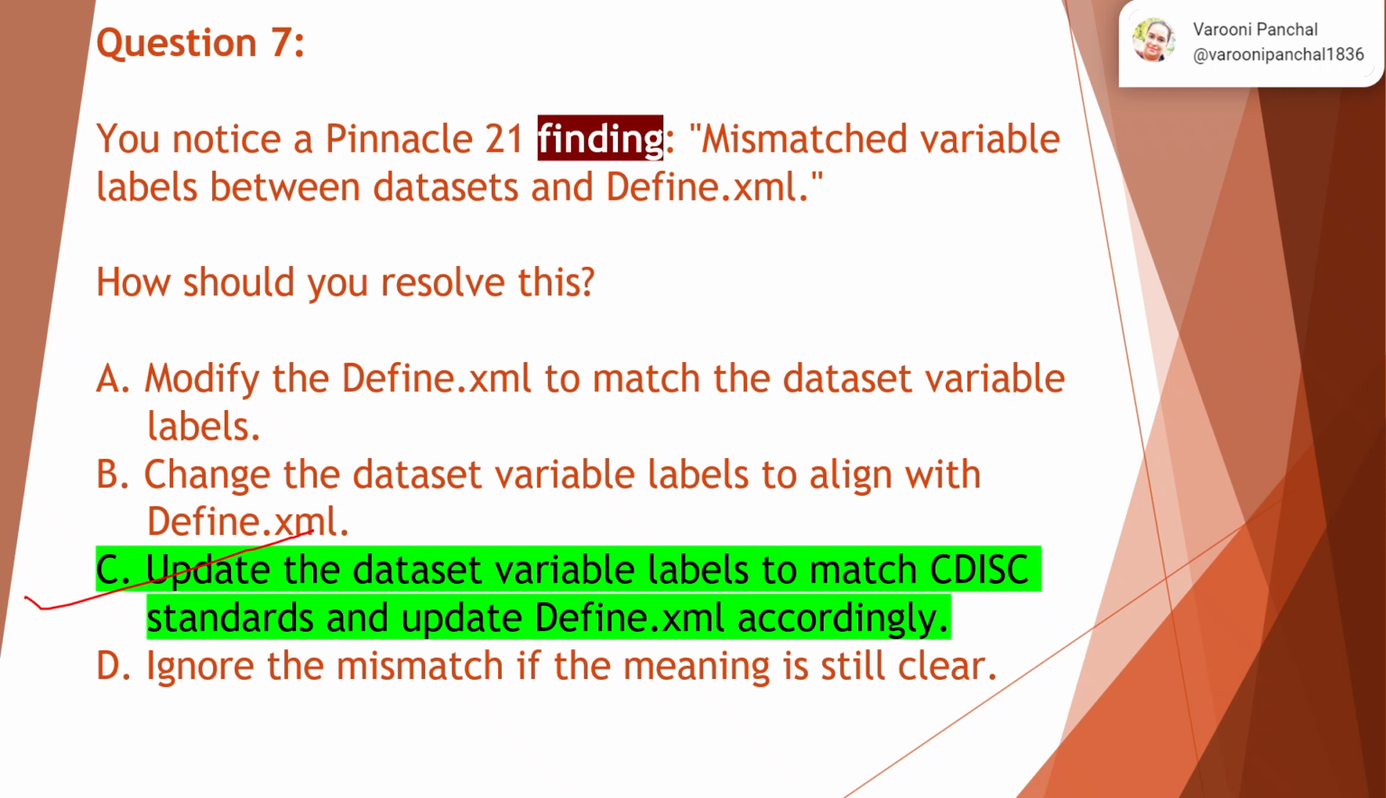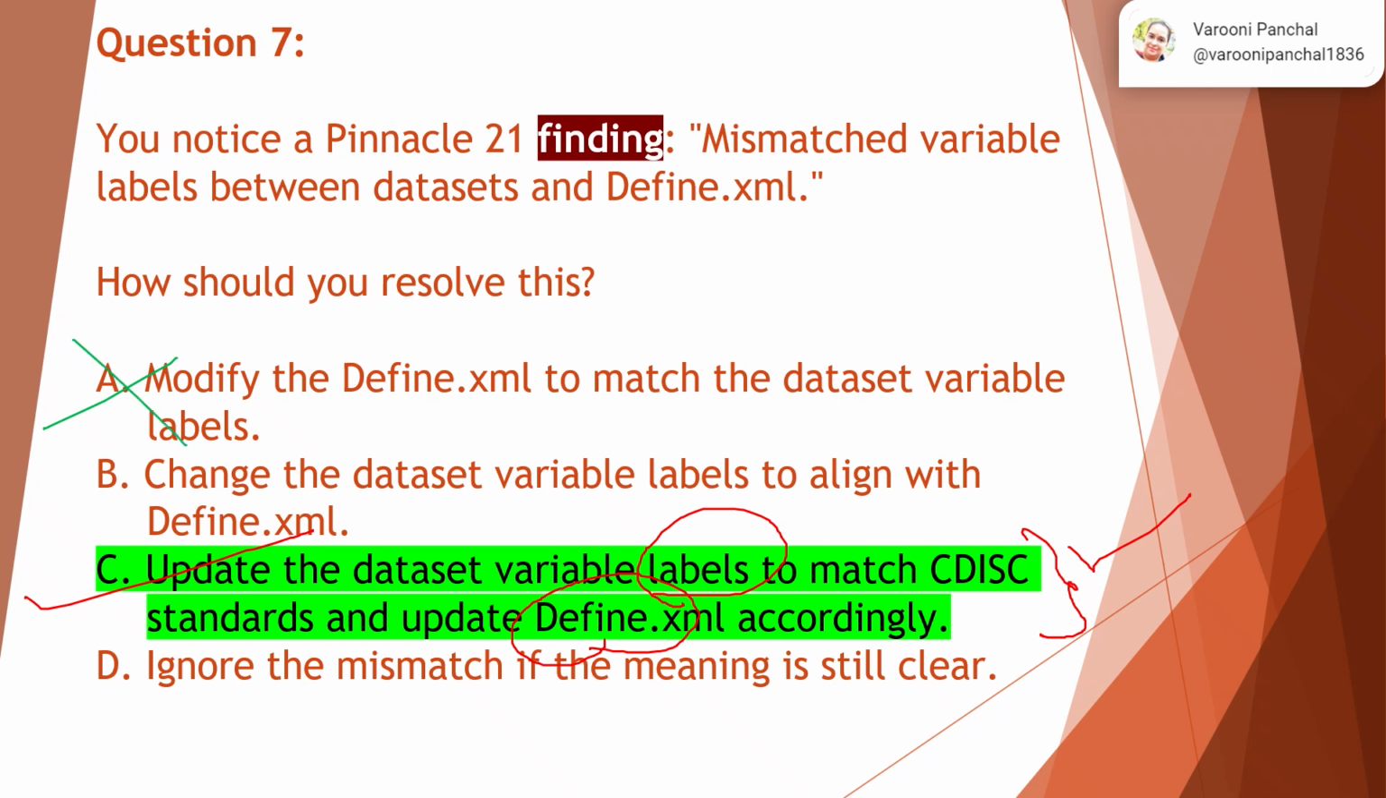Now it is very important that whenever you see any mismatched labels, you will have to check the labels in your datasets, as well as the labels in your define.xml. In both the datasets and define.xml, the variable labels should match and there should be consistency. So option A is modify the define.xml to match the dataset variable labels. You have to check both. So the answer is wrong.